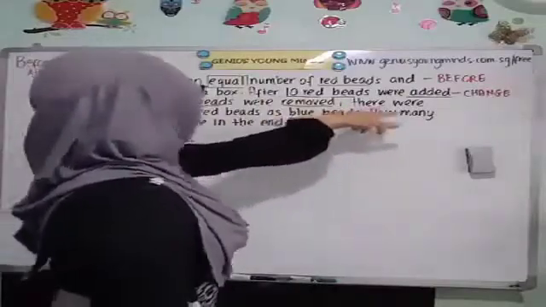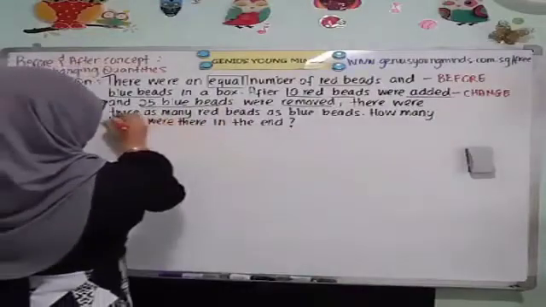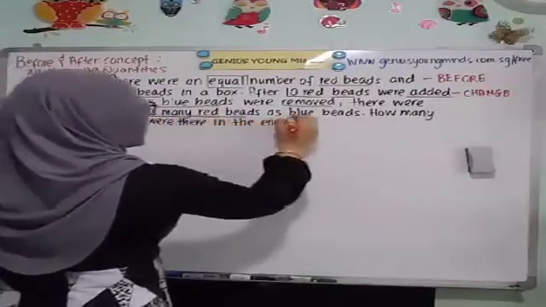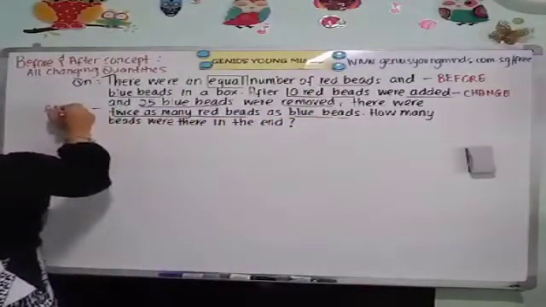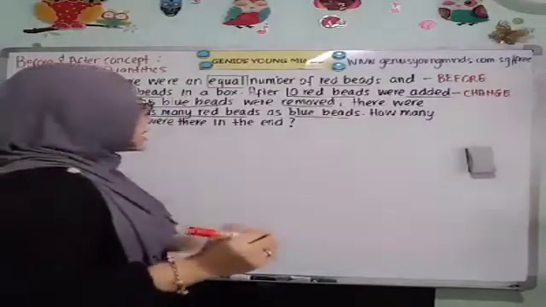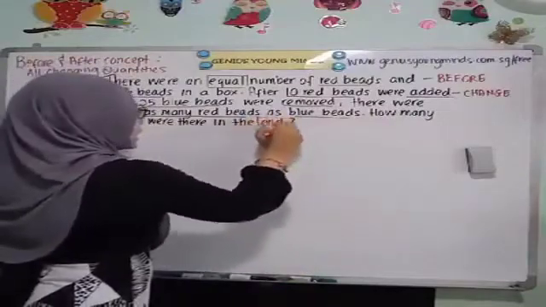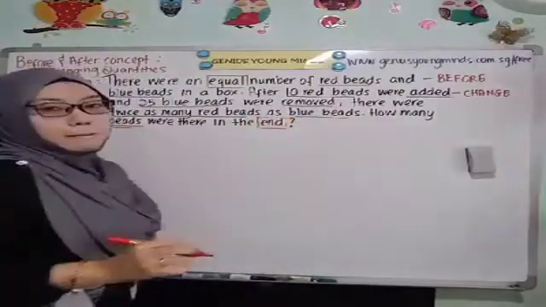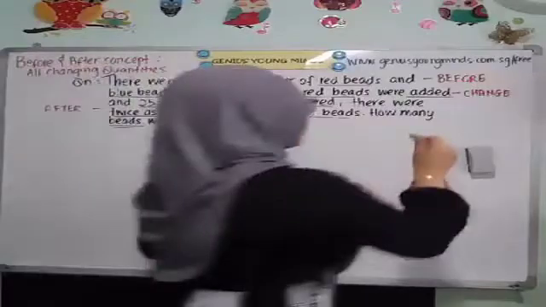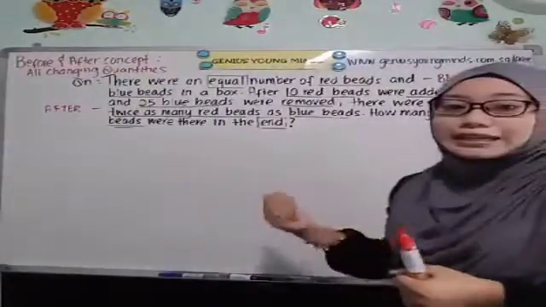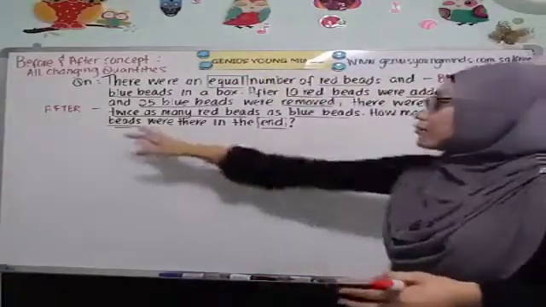Alright? Then they say there were twice as many red bits as blue bits. This is my after. So I want you to write down there after. Then the question is asking how many bits were there in the end. They want to know the total number of bits left. So have we gotten all the information, all the data that we need? Yes, we have. We have the before, we have the change, and we have the after.